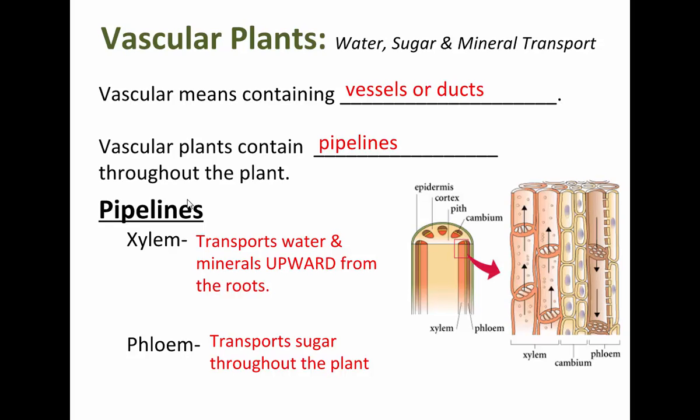Now sometimes people have trouble remembering these two. Which one carries what? Here's my trick. What letter comes before X in the alphabet? W, for water. The xylem carries water. I remember the phloem carries sugar because syrup ends with a P, phloem starts with a P. Phloem carries sugar, which is what syrup is.